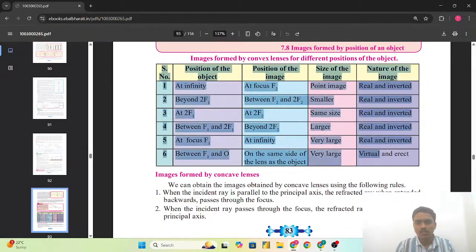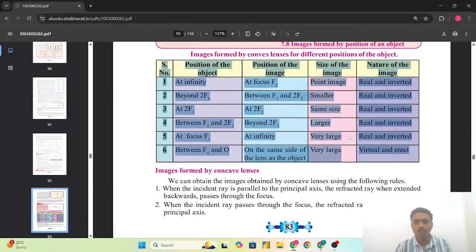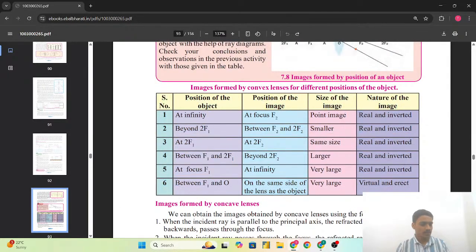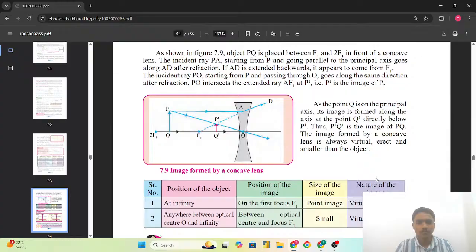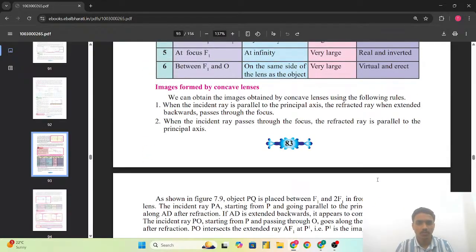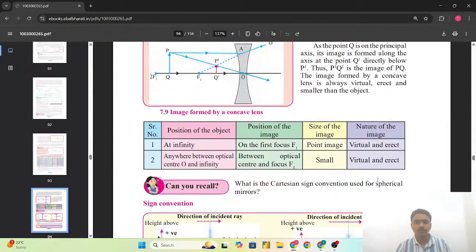Please study this table in detail as this table is most important with respect to the exam. ये 100% गारंटेड है कि इसके ऊपर क्वेश्चन पूछा ही जाता है. Next part, we will be studying regarding the concave lenses in the next part.